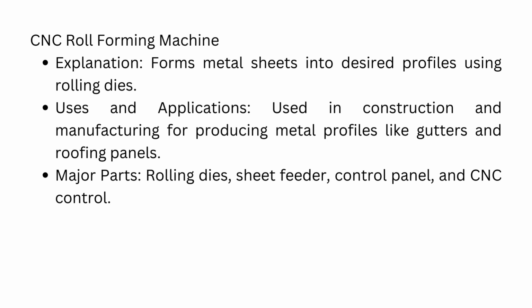CNC roll forming machine. Explanation: forms metal sheets into desired profiles using rolling dies. Uses and applications: used in construction and manufacturing for producing metal profiles like gutters and roofing panels. Major parts: rolling dies, sheet feeder, control panel, and CNC control.